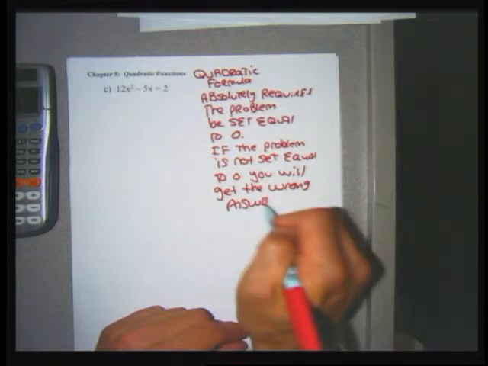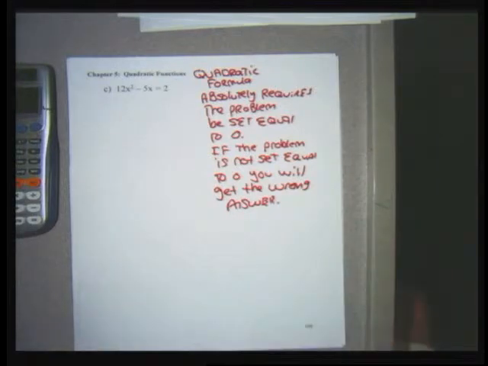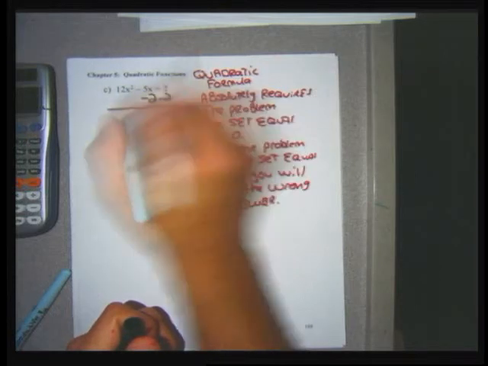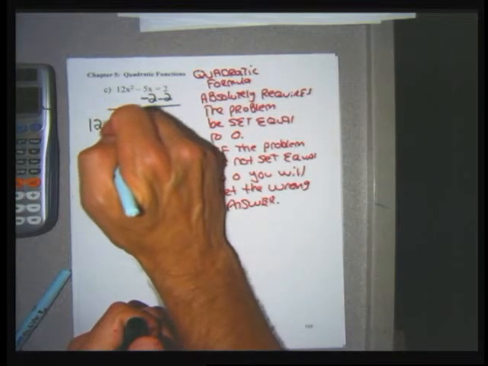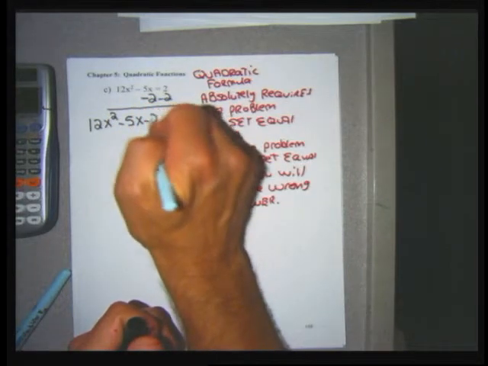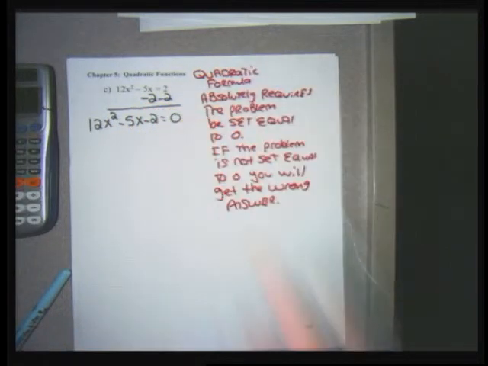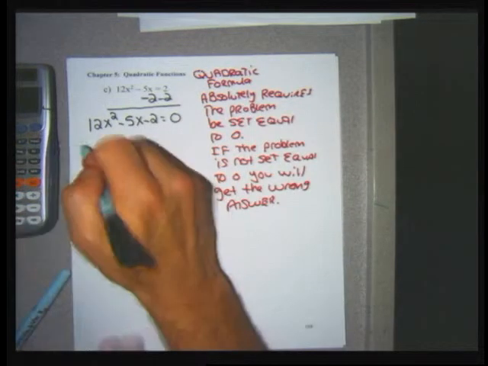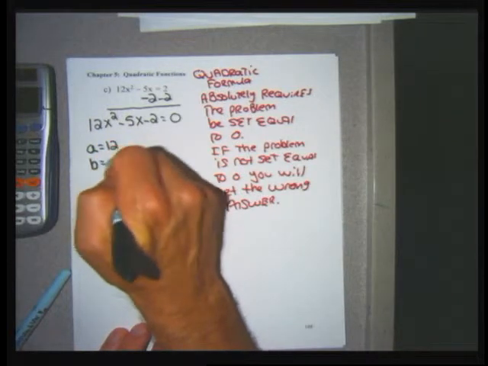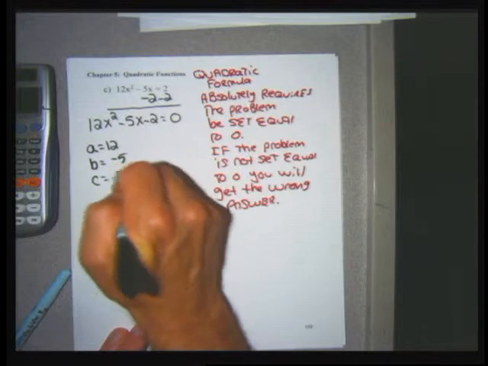So for one problem on the test that kind of mirrors this problem, that's not set equal to 0, and you're asked to use the quadratic formula, what you're going to have to do is get everything on the same side of the equal sign. Completing the square requires the number without the letter to be on the opposite side. The quadratic formula requires everything to be on the same side. Now I'm ready for the quadratic formula. I'm going to go A equals 12, B equals negative 5, C equals negative 2.